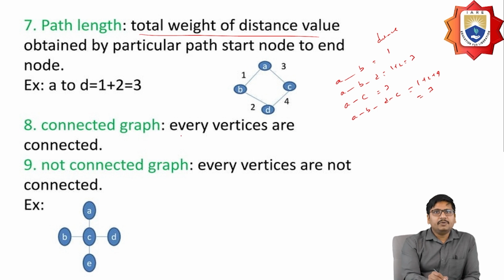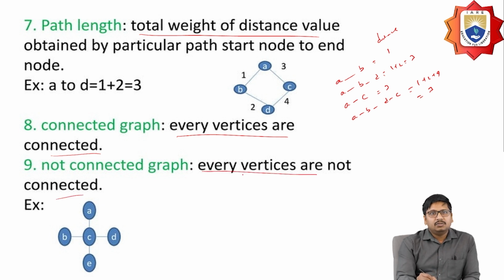A connected graph means that every vertex is connected, and a not connected graph means that the vertices are not all connected. For example, this should be the connected graph, and if there is a graph like this, A, B, D, and D, E, F, these are two graphs, but it is not connected. That's why it should be a not connected graph.